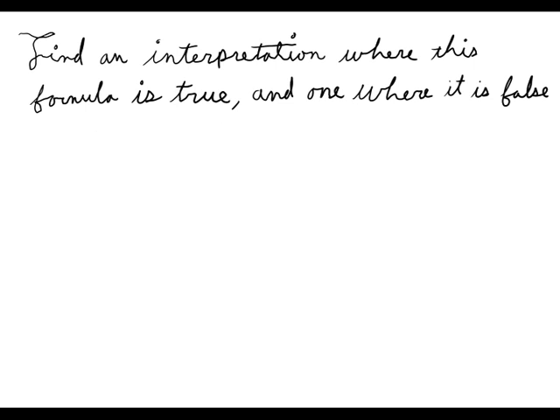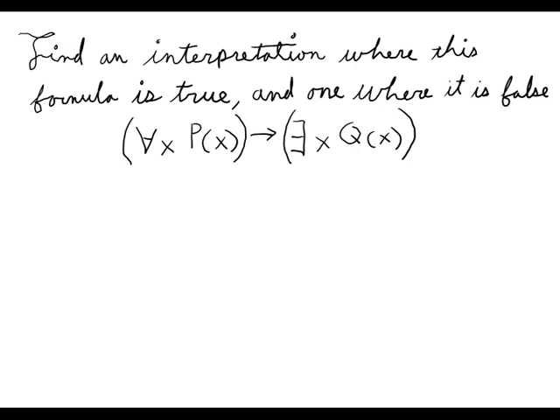Next, let's consider the formula: (for all x, P(x)) implies (there exists x, Q(x)). Again, we need a domain, so let's choose alpha and beta. One way we could make this formula true is by making the formula "for all x, P(x)" true, and also the formula "there exists x, Q(x)" true.